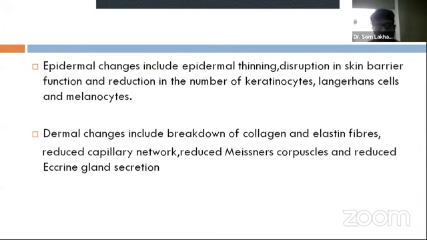Epidermal changes in the skin include epidermal thinning, disruption of skin barrier, reduction in the number of keratinocytes, Langerhans cells, and melanocytes. And the dermal changes include breakdown of collagen and elastin fibers, reduced capillary network, reduced Meissner's corpuscles, and reduced eccrine sweat glands.